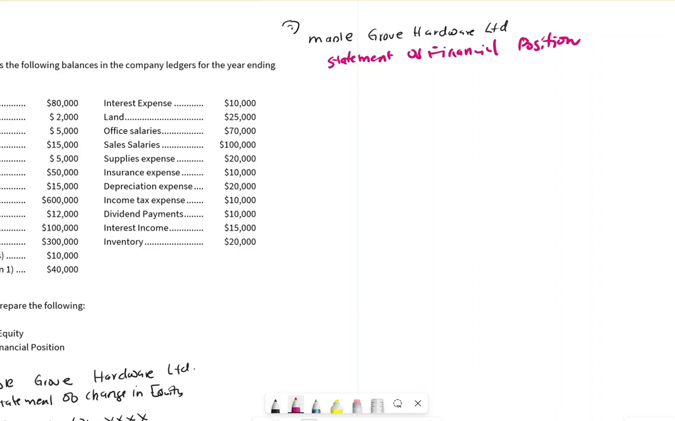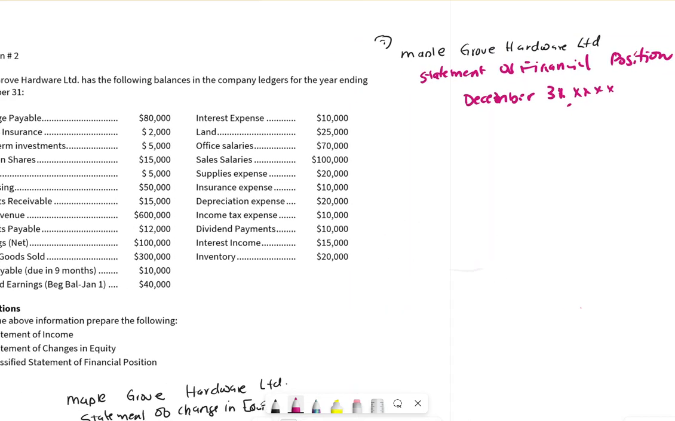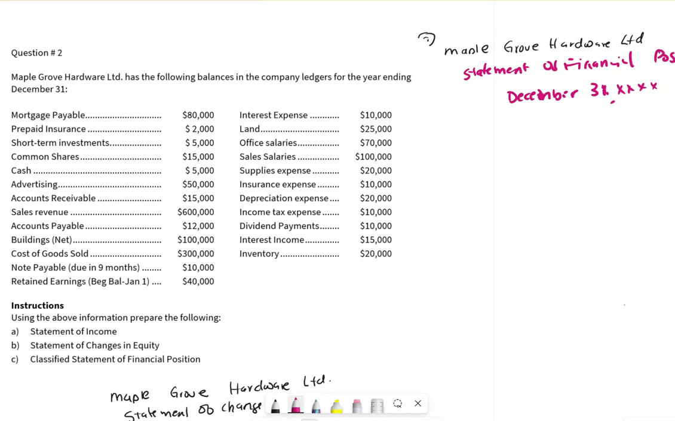And when are we preparing it? In this case, for December 31st. So we have a December 31st, and it could be any time, any year they can tell you. Then we go look at it. The first thing we start off with when you have a statement of financial position is my assets. So we have asset.